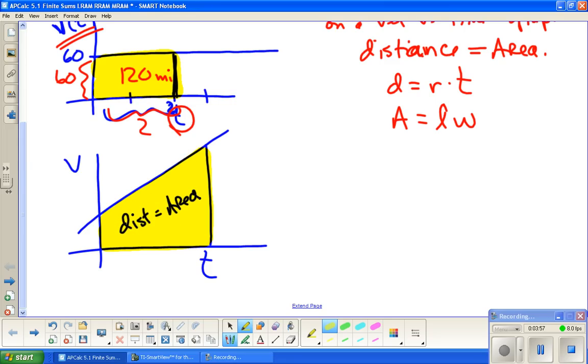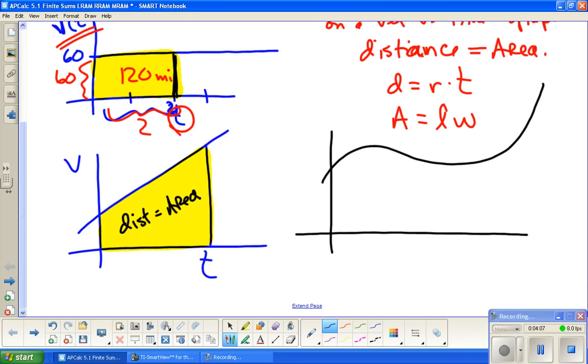When it really gets interesting, that's my euphemism for hard, is what if the velocity is constantly changing in some kind of a funky way? So again, if we're talking about velocity versus time, and we wanted to find out distance, again, we'd have to find area. And so we'd be looking at this area, and now the question is, how do you find that area? Well, a big chunk of what we're going to be doing for the rest of the course, or a lot of the course anyway, is exactly that. How do you find the area when things aren't cute?